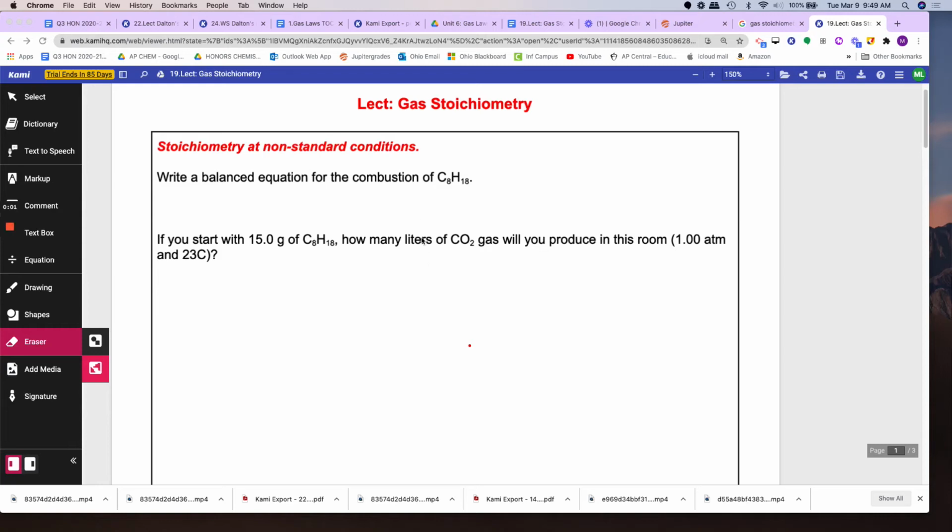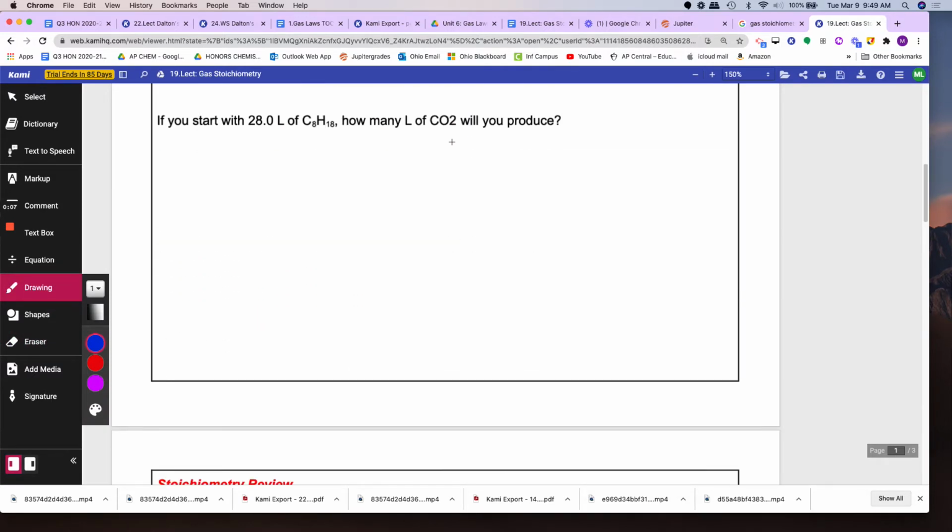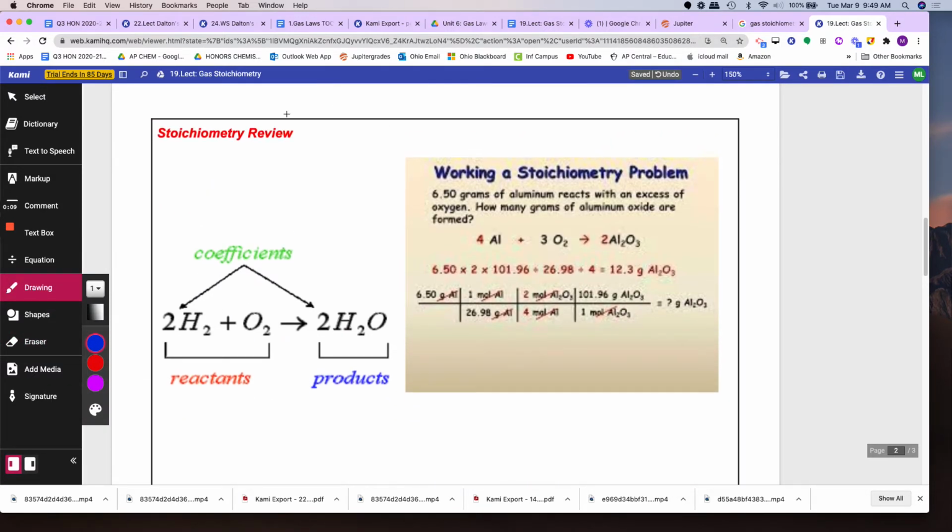So in this lesson, we will be doing some gas stoichiometry. First, let's go ahead and review what stoichiometry is. Stoichiometry, remember, is able to relate the amount of reactants to the products and vice versa, depending on the mole ratios or the coefficients right here.